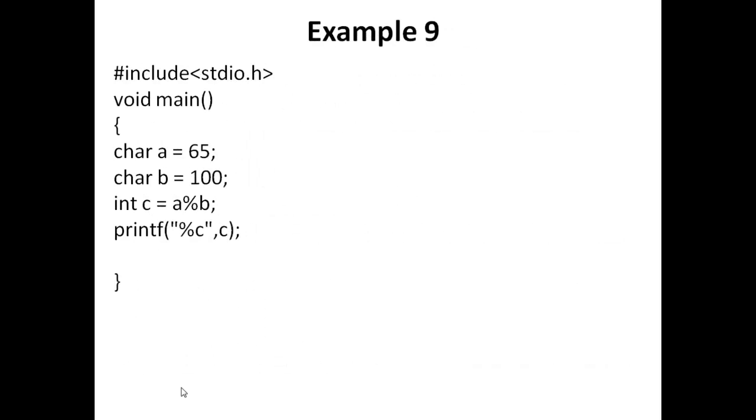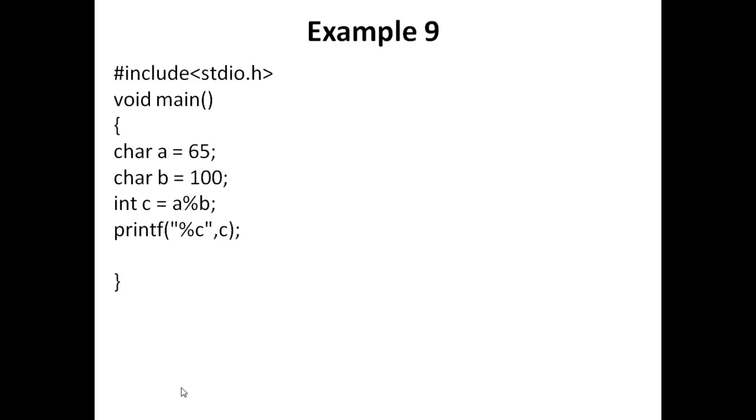So this is an example given. Here character A is 55, character B is 100. We say integer C is equal to A mod B. The ASCII representations of A and B are taken. So the output will be capital A, which is 65.